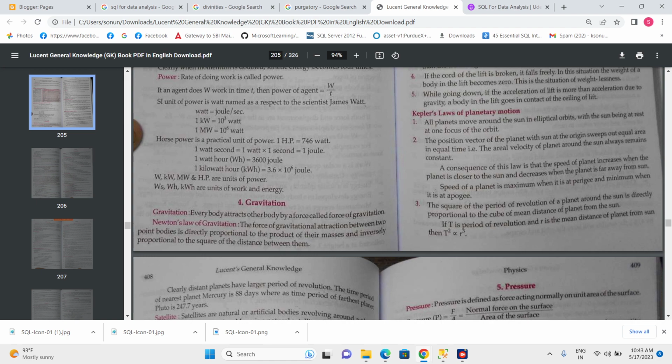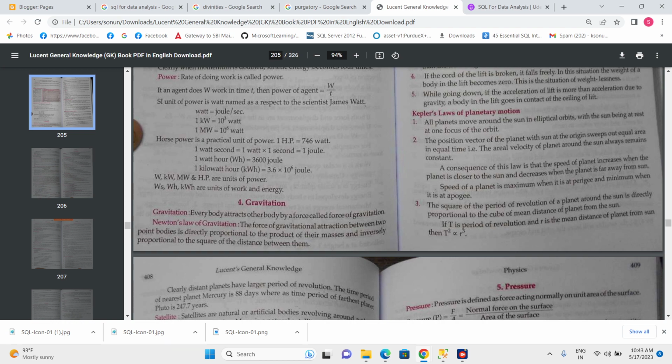So let's start. All planets move around the sun in elliptical orbits, with the sun being at rest at one focus of the orbit. The position vector of the planet with the sun at the origin sweeps out equal area in equal time. The areal velocity of a planet around the sun always remains constant.